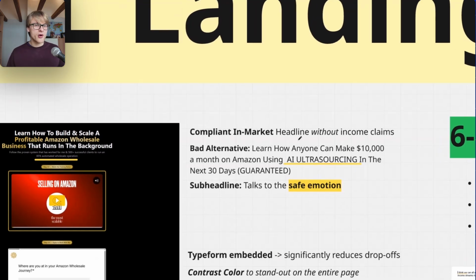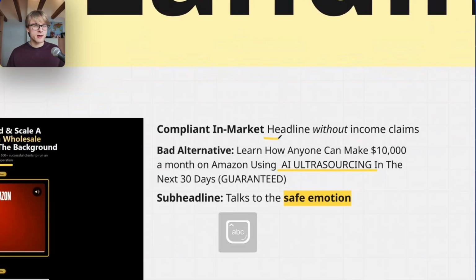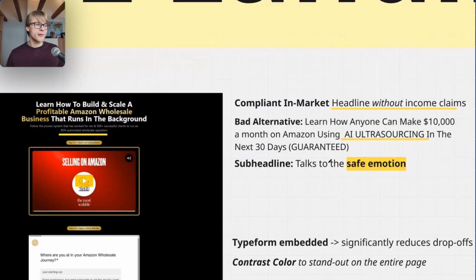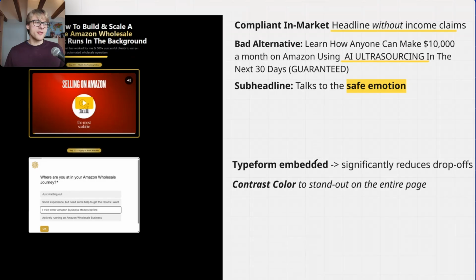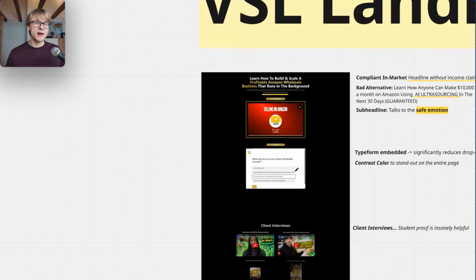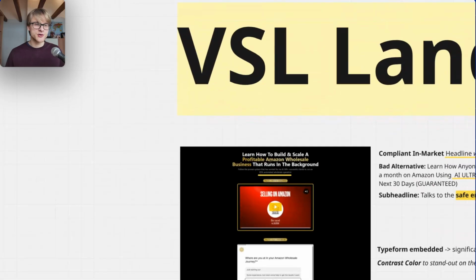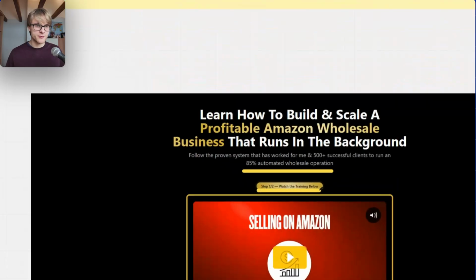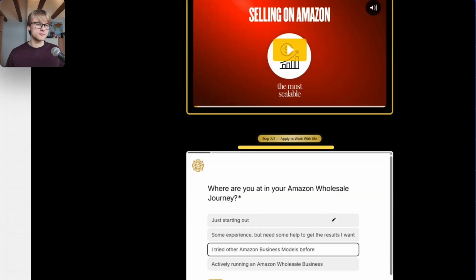So you want to make sure your headline doesn't contain any income claims and talks to a more in-market demographic, as you can see over there, right? And our subheadline talks to the safe emotion, a proven system, 500 successful clients. Okay. Now what we have over there is our Typeform embedded. And another thing is that we have steps to increase our overall retention as well, as you can see, right?